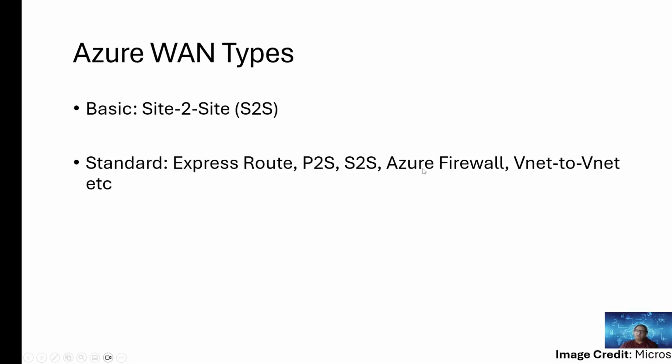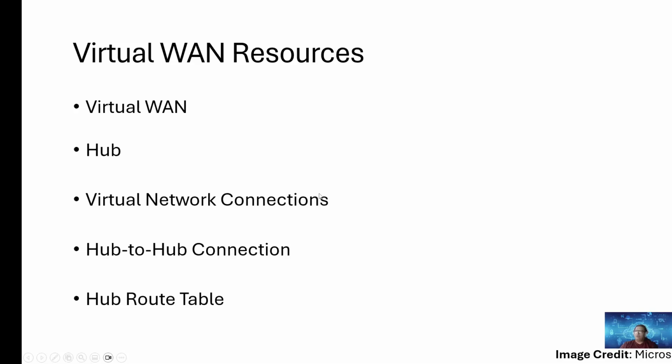There are two types of Azure Virtual WAN. One is the Basic, another one is the Standard. The Basic provides only site-to-site connectivity, whereas the Standard provides ExpressRoute, point-to-site, site-to-site, Azure Firewall, VNet to VNet, and a lot more. So you can pick and choose the type of WAN you want to install.